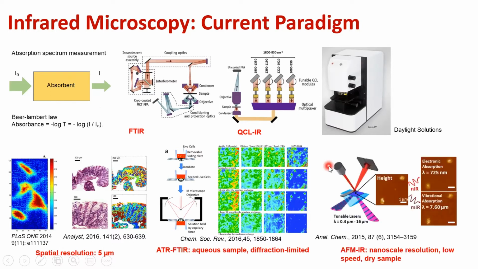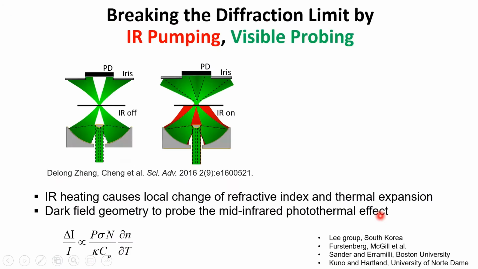FTIR was developed in the last 2 decades to provide nanoscale resolution, but still the speed is slow, and this cannot look into a living cell. So a few years ago, we published a paper to break the diffraction limit in IR by IR pumping and visible probing.